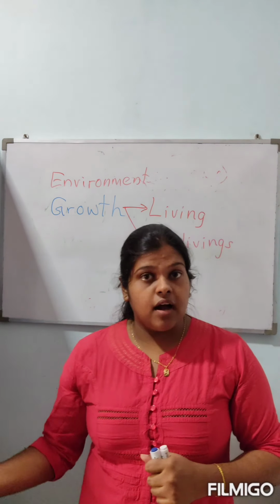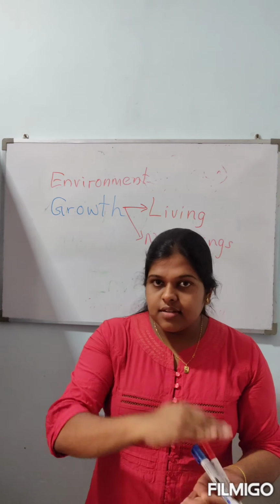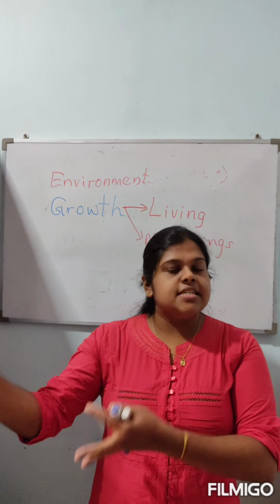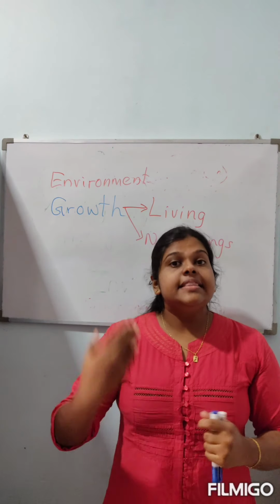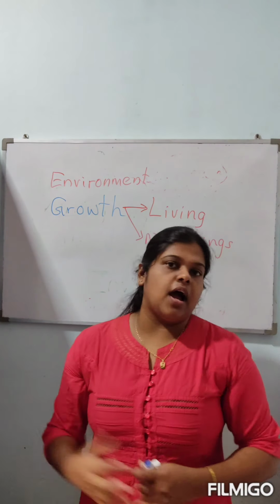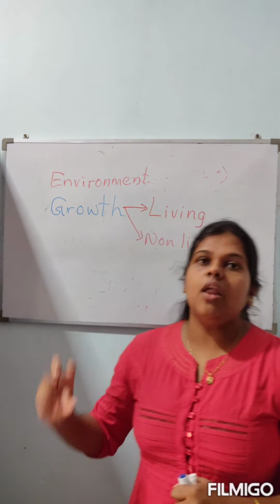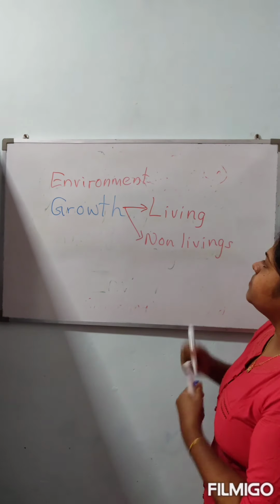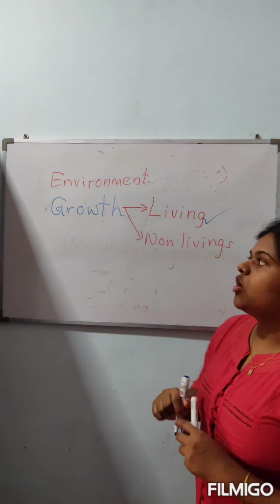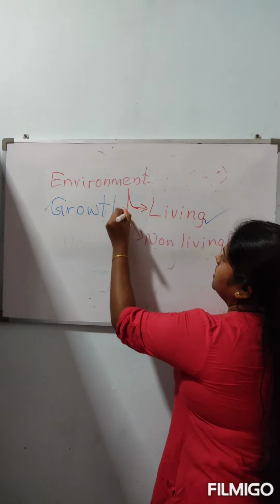Then when we take a dog, a small puppy will turn to a dog. A small kitten will turn to a cat. So in these animals and plants, you can see that there is a growth. So if any material or an organism is showing a growth, we call them living organisms.